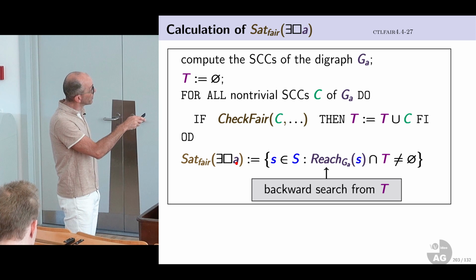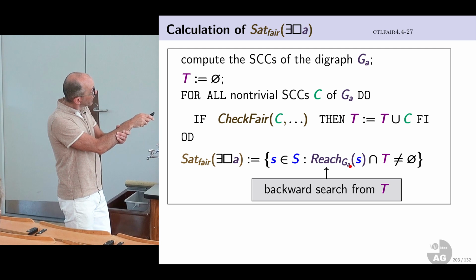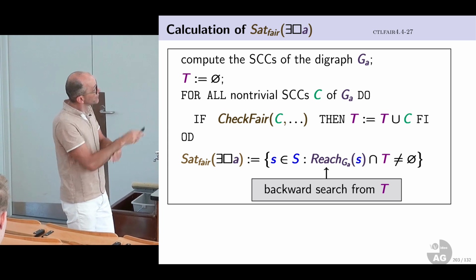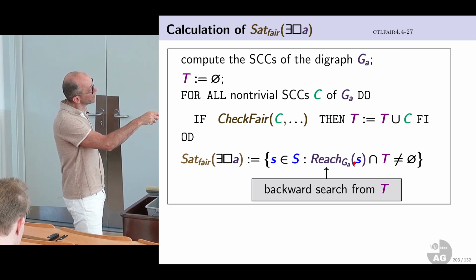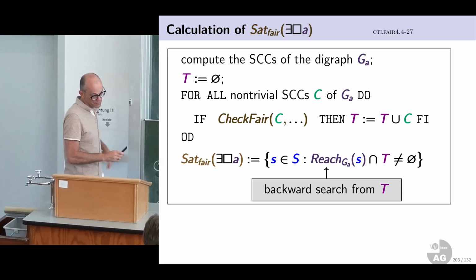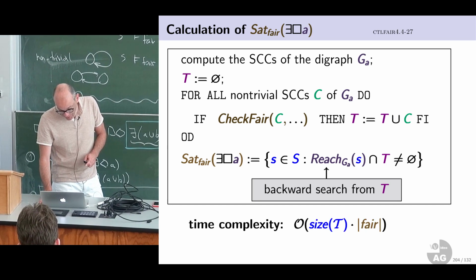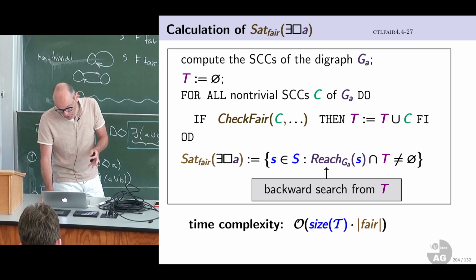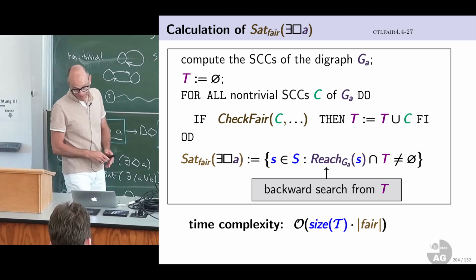And after having done this for all non-trivial SCCs, I compute the set of states of existential box A as being all the states for which a fair component is reachable. Yeah. So if you look at the set of reachable states starting from S, there has to be at least one state that is also in such a fair, strongly connected component. Good. The complexity of this is linear in the size of the transition system. And you have to consider all fairness assumptions, and therefore you get as multiplicative factor the number of fairness assumptions.